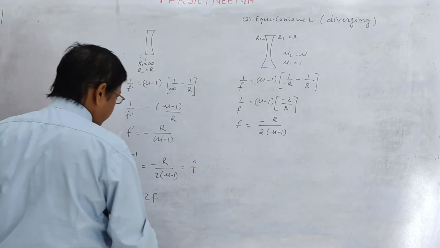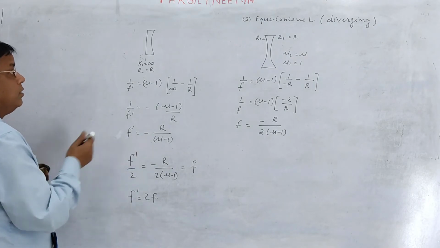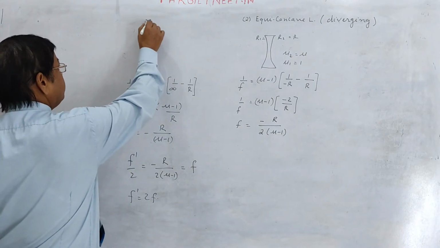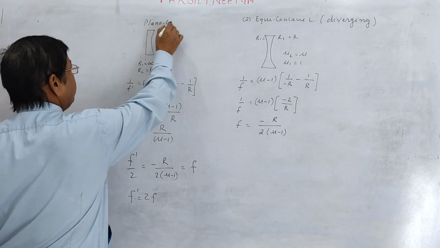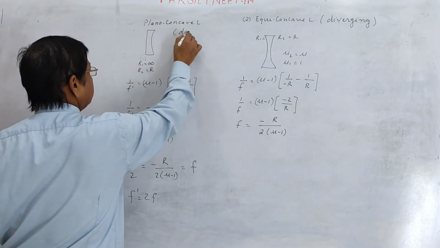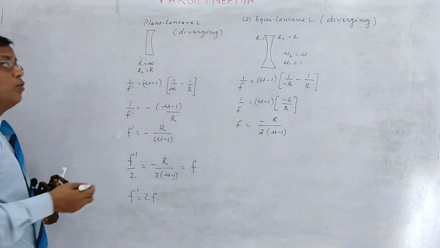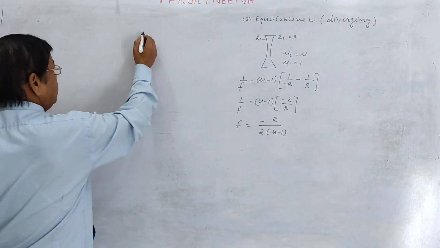So the plano-concave lens is also diverging because its focal length is negative. So this is a plano-concave lens and it is diverging. Why is it diverging? Because its focal length is negative.